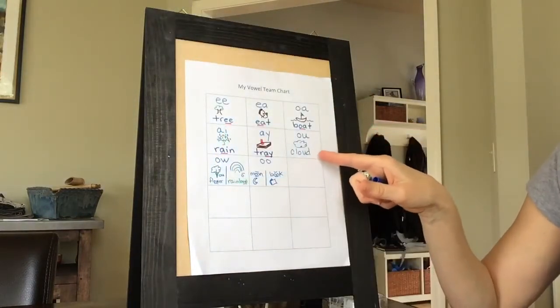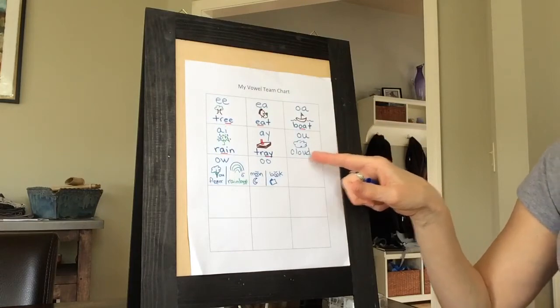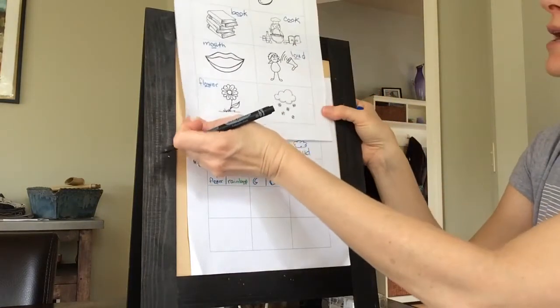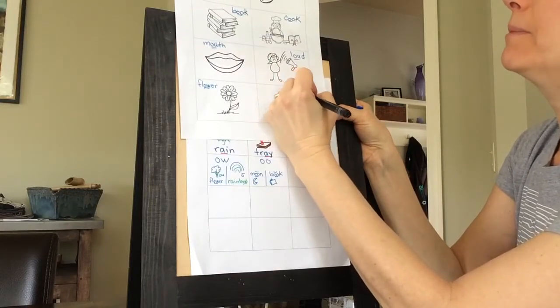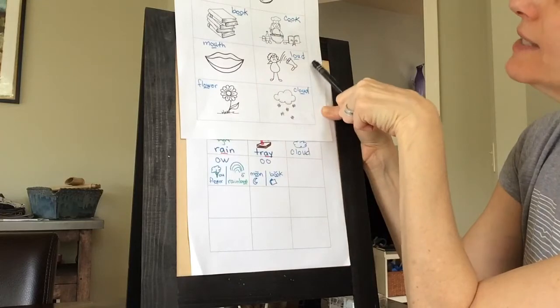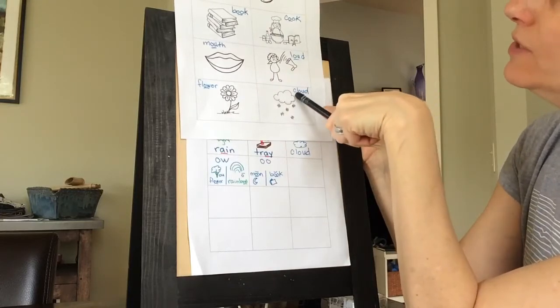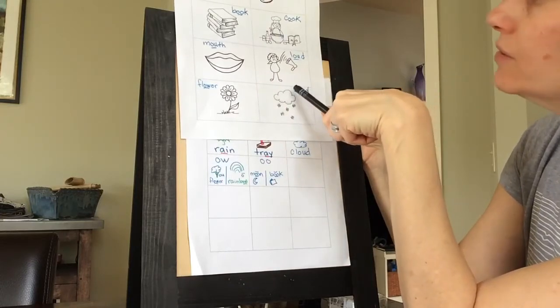So cloud, we happen to have that on our chart, so we can cheat on that one a little bit, can't we? We already have it written, so we're just going to write cloud. Oh, does it rhyme with a word on this paper? Yeah, look right ahead, guys. Loud and cloud. The only difference is a C. Isn't that funny? Look how close those are.